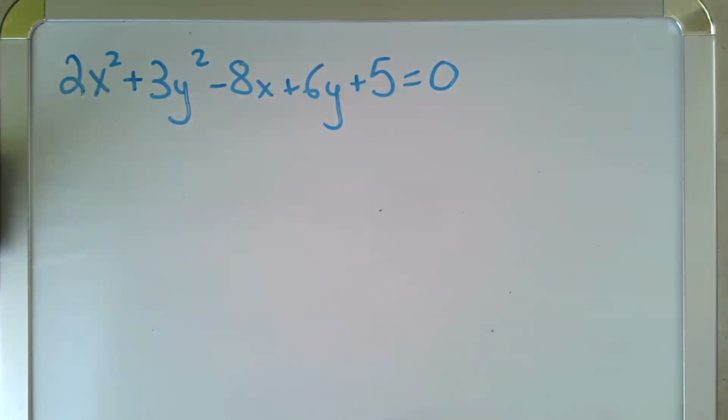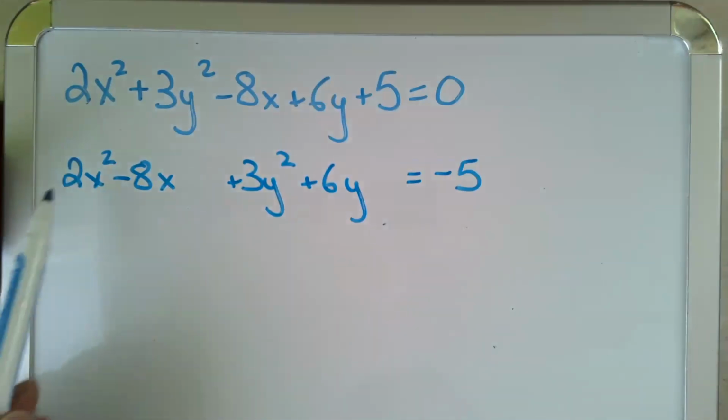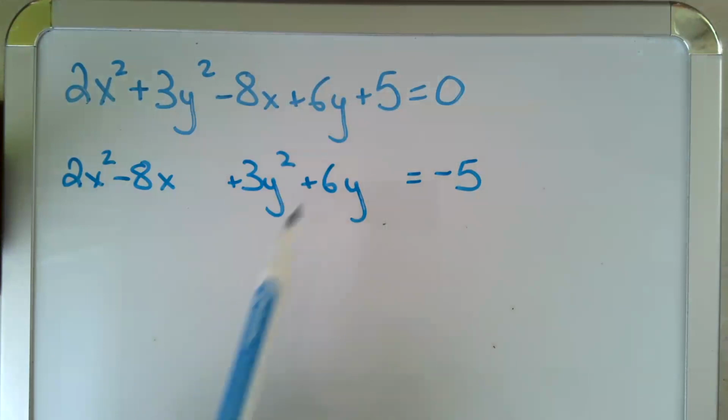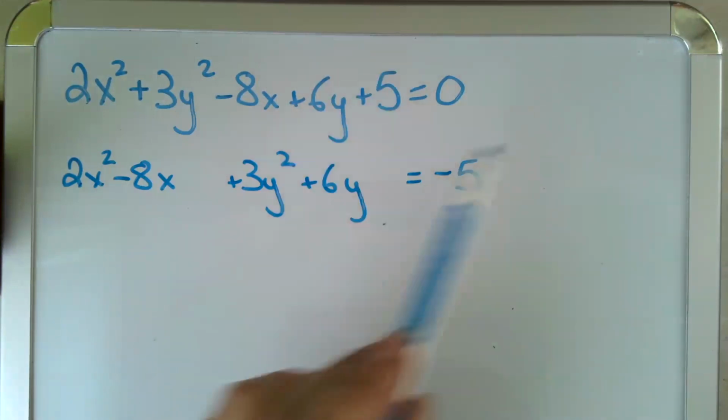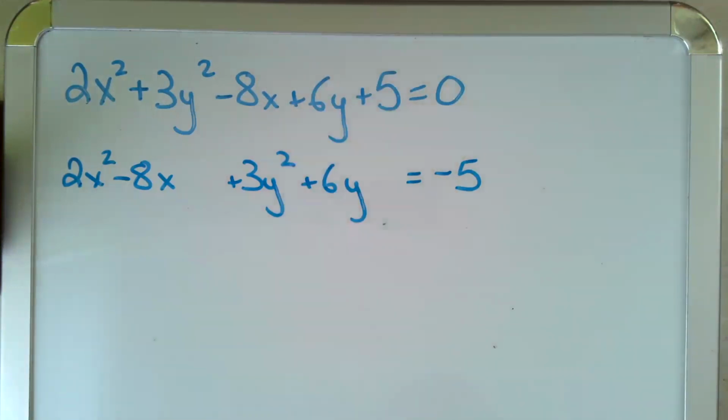So here's what we're going to do. First thing, we separate our x's and our y's. So you can see I wrote my two x terms together. I wrote my two y terms together, and then I swung that numerical term over to the other side.